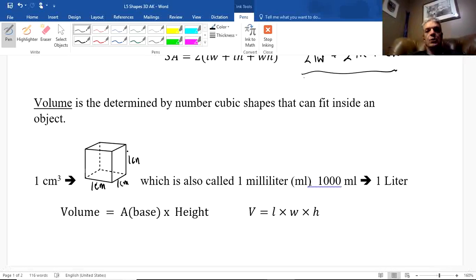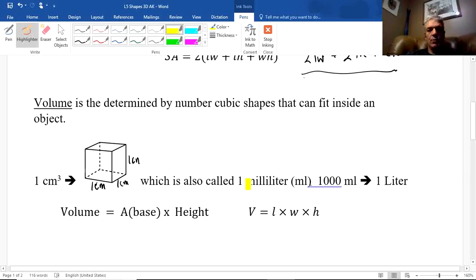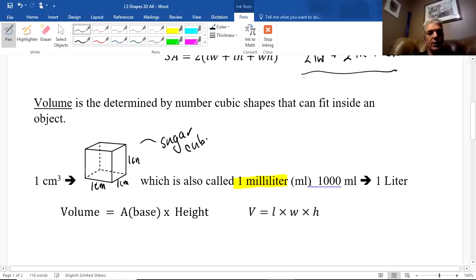We also refer to 1 centimeter cubed as a milliliter. So when you're buying your pop, or your Red Bull, or whatever it is that you drink, and it says how many milliliters are in it, maybe 746 milliliters, well, that means 746 cubes this size. A good example of something that size that you're familiar with might be a sugar cube. If you ever buy those boxes of sugar cubes, they come about 1 centimeter by 1 centimeter. I think they're a little bit smaller, but pretty close, okay?